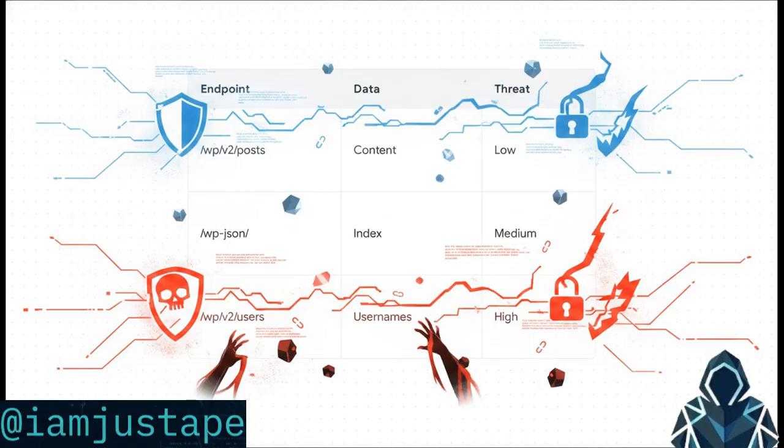Then you have the /wp-json/ endpoint index. This returns a complete list of all available endpoints. It's incredibly useful for legitimate developers, sure, but it's also very useful for attackers trying to map out your API surface. But the real kicker? The /wp/v2/users endpoint, that is a high-risk exposure, and by default, it is sitting wide open.